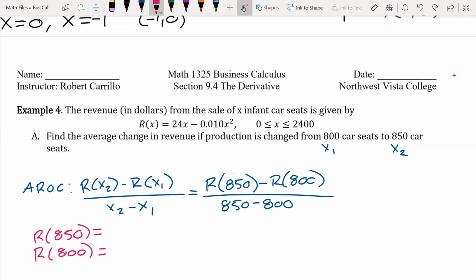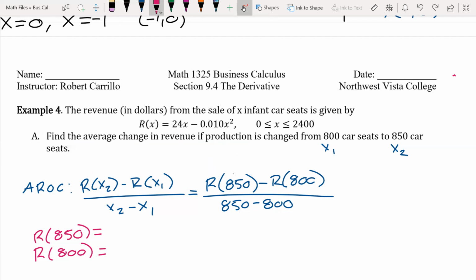Let's see. Do you have to put the R variable on the top? Like here? No, the next one. Oh, this one. Yeah, you want to do it there because it's saying it's the average rate of change, r of x2 minus r of x1. If you just put 850, you're not going to know to plug it into the function. Okay.